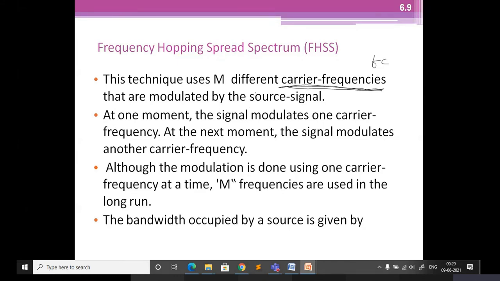So here we use m different carrier frequencies. That means you are not using only one carrier frequency; you use m different carrier frequencies to modulate the incoming signal. At one moment, that is, at one particular time, the signal modulates one carrier frequency. At the next moment, the signal modulates with another carrier frequency. So for each part of the signal, a different carrier frequency is used. Maybe it is difficult to visualize, so whenever I'm explaining, you can try to visualize.